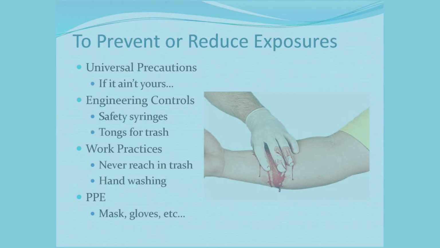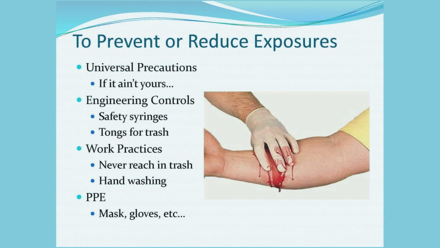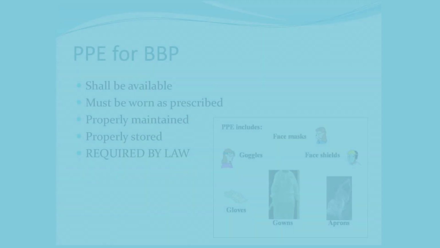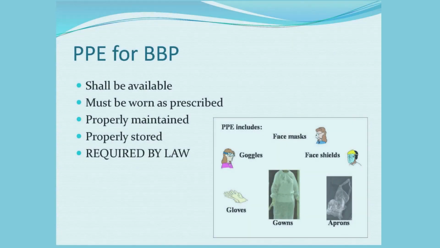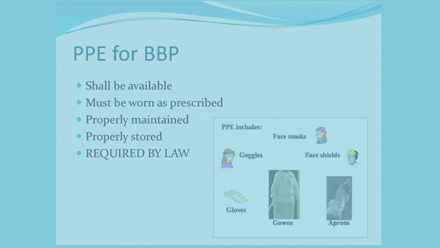To reduce exposure, follow universal precautions, rely on engineering controls such as safety syringes and tongs, use proper work practices, wash your hands frequently, and wear PPE as required. Remember, if it isn't yours, don't touch it. PPE must always be available, properly stored, worn when required, and maintained in accordance with OSHA standards. Use PPE exactly as prescribed. This is mandated by law.